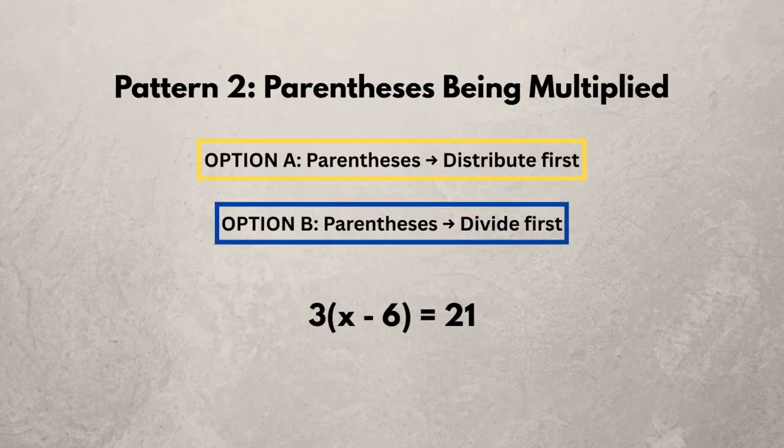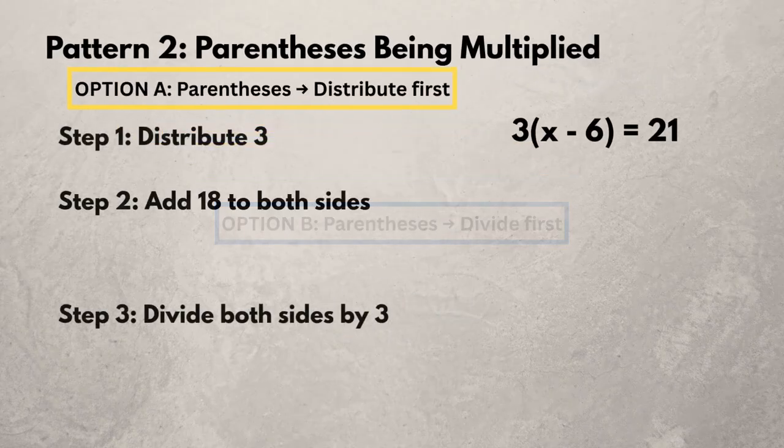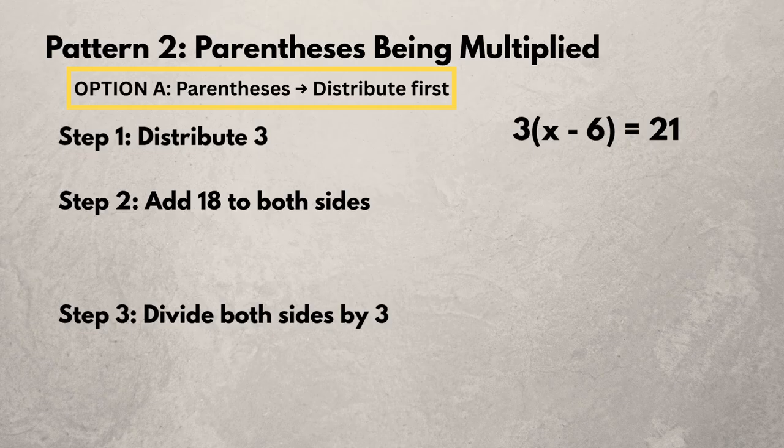Pattern 2, parentheses being multiplied. Now look at 3(x minus 6) equals 21. When you see parentheses with a number outside multiplying, you actually have 2 good options for the first step. Option A, distribute first.